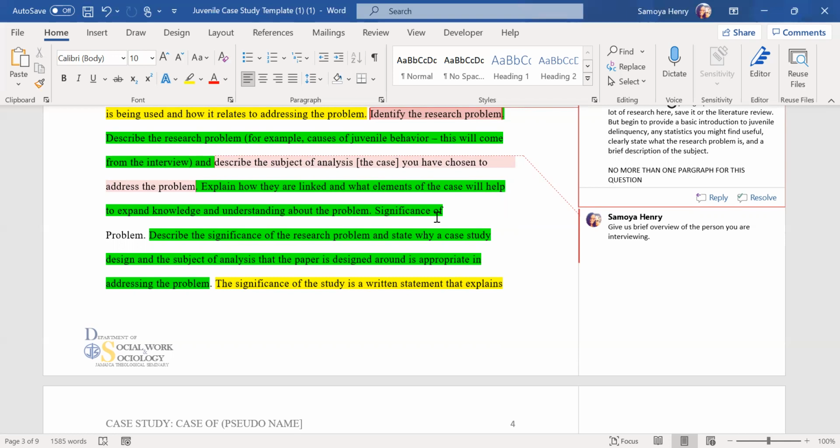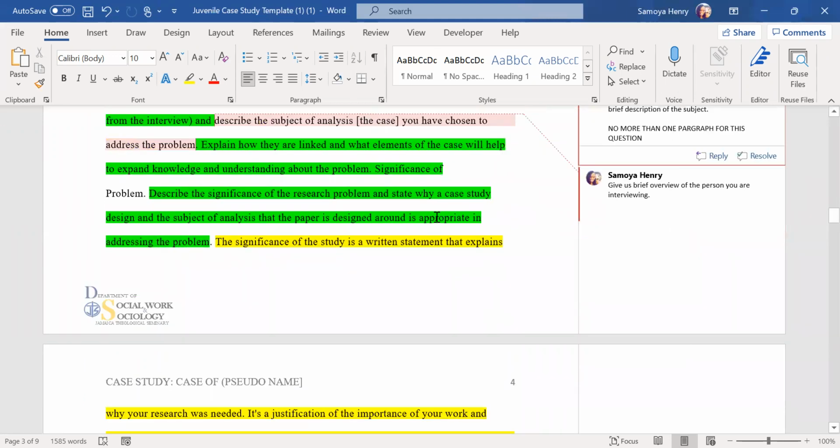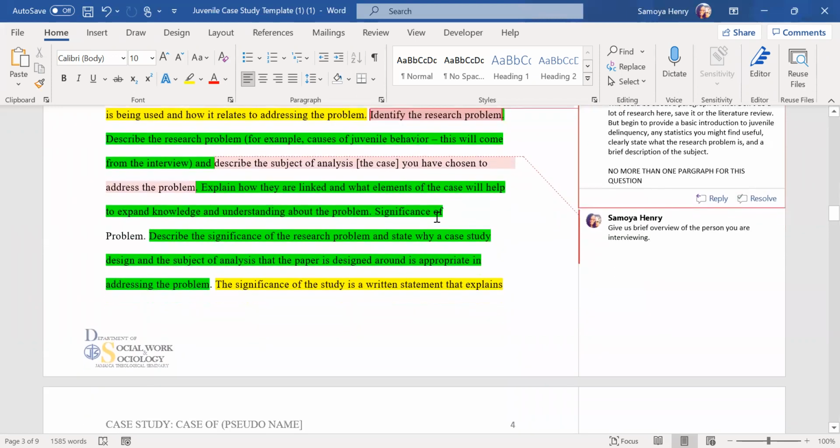And as such, this is linked to the research problem of how absent fathers can contribute to juvenile behavior, right? And all of this does not have to be five or six paragraphs, right? And what I'm going to do is, even from my head, I'm just going to write this introduction from my head. So bear with me.